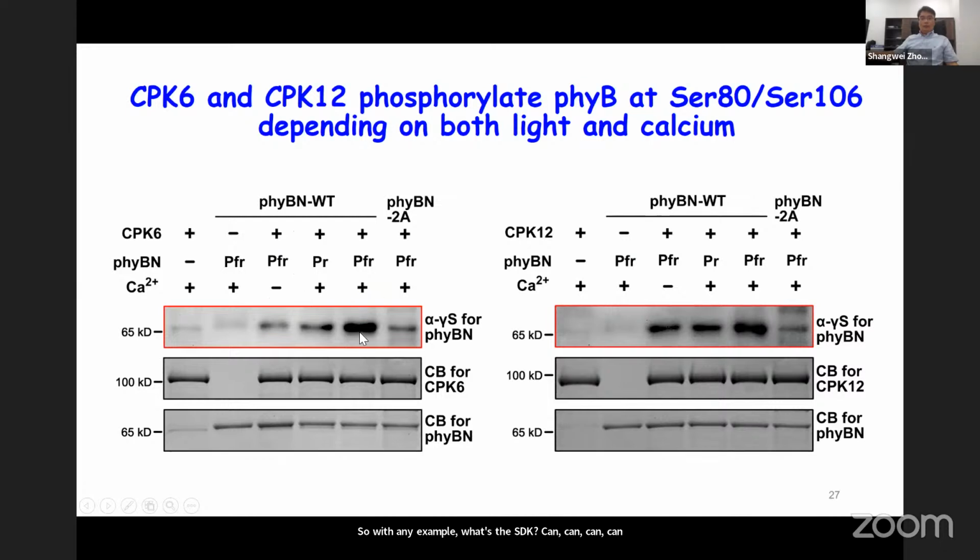By in vitro phosphorylation assays, we found that when phyB is activated by red light and CPK is activated by calcium, CPK will phosphorylate phyB, and this depends on these two sites. So these two sites are phosphorylated by CPK during the deetiolation transition. Whether these two sites are involved in regulating phyB's nuclear translocation?